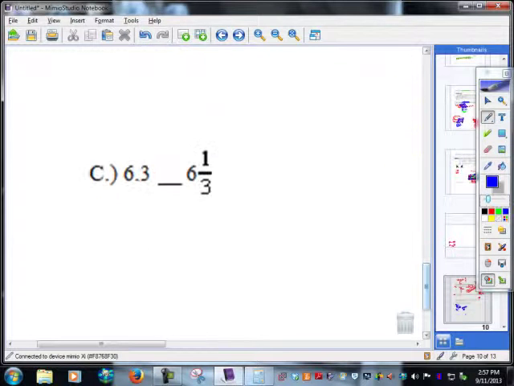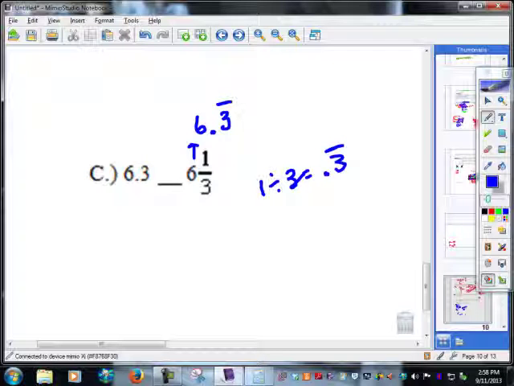Okay? Last one. We got 6.3. We got 6 1/3. So I know this is going to be 6 point something, and then I do 1 divided by 3. Again, you got to make sure you say that it's repeating. Okay? It's repeating. You must know that. Okay? So we're going to take that right there and we're going to tack it on. 6.3 repeating.